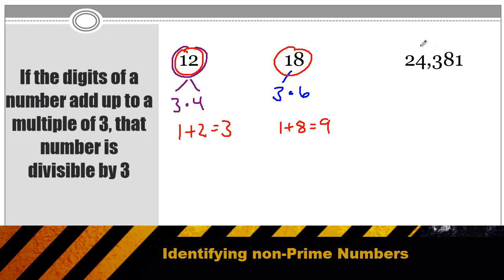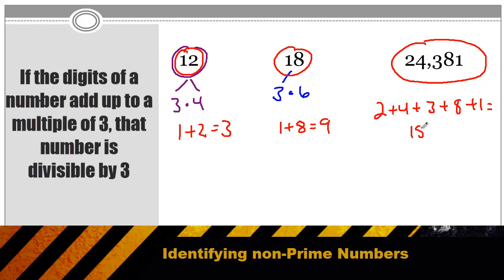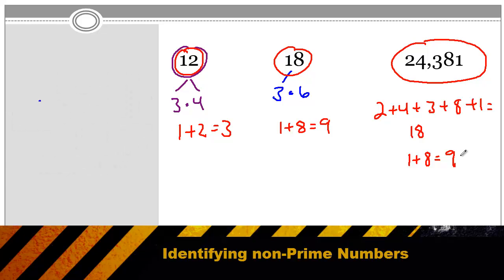So when I have a very large number, like 24,381, to see if it's divisible by 3, I can simply add all the digits together. In this case, I get 2 plus 4 plus 3 plus 8 plus 1, and that equals 18. And then 1 plus 8 equals 9. And 9 is a multiple of 3. So even though I haven't actually done the division, I know that 24,381 is divisible by 3, therefore I know it's not prime.